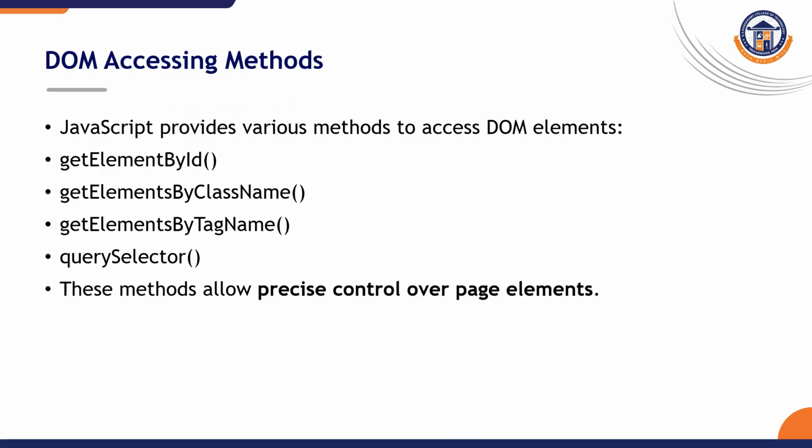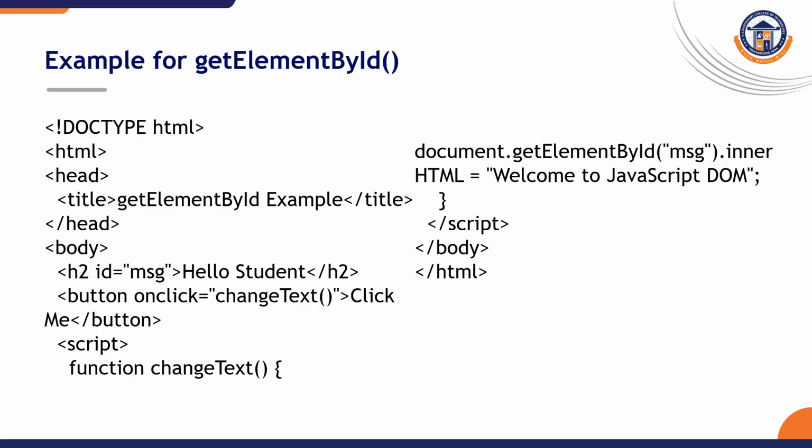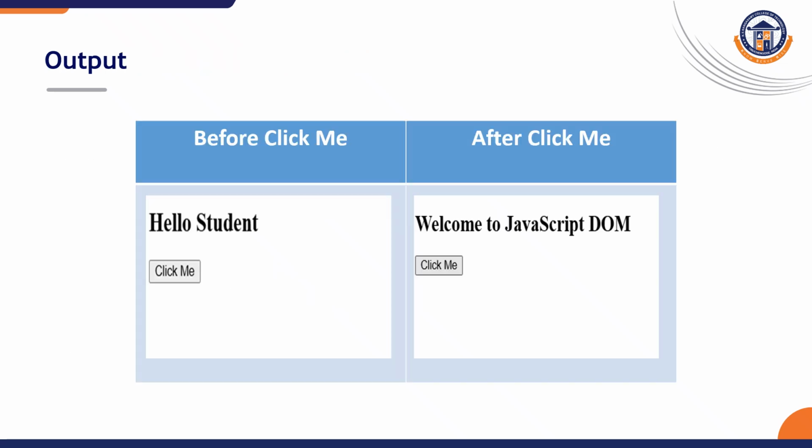DOM accessing methods. JavaScript provides various methods to access DOM elements: getElementById, getElementsByClassName, getElementsByTagName, and querySelector. These methods allow precise control over the page elements. Example program for getElementById. With the help of the getElementById selector, we can get the element from the HTML. This is the output for the previously discussed slide program.